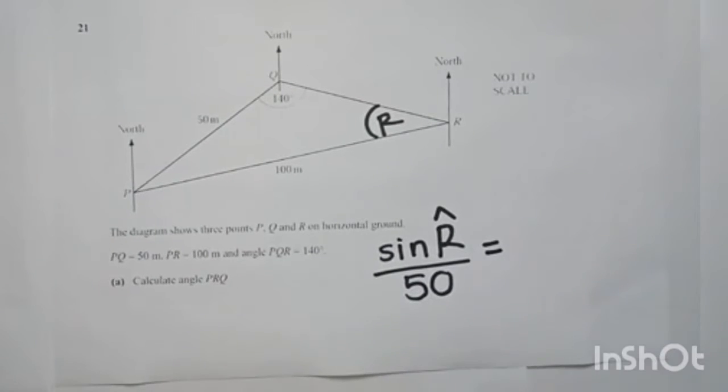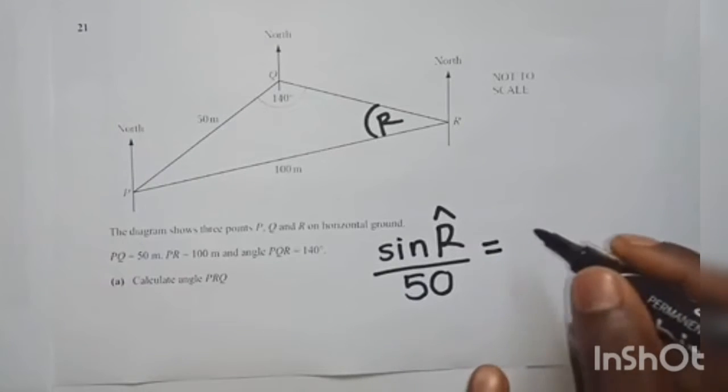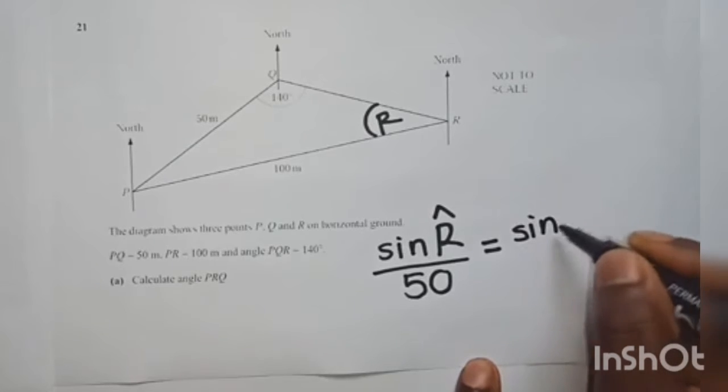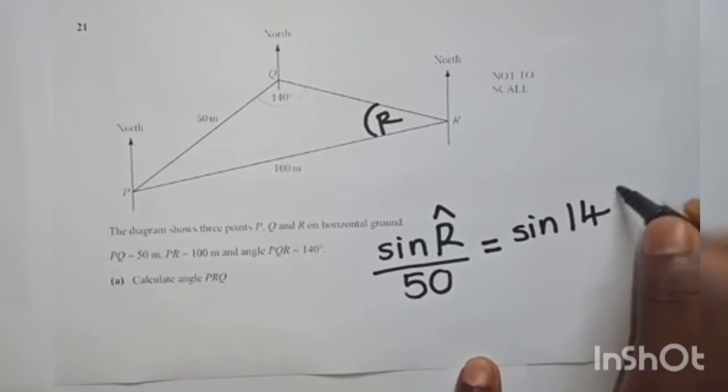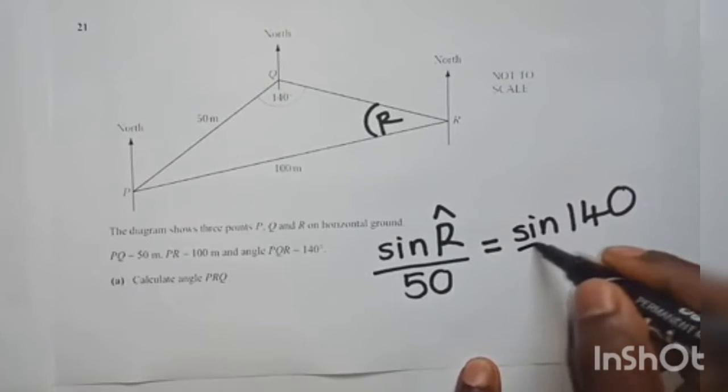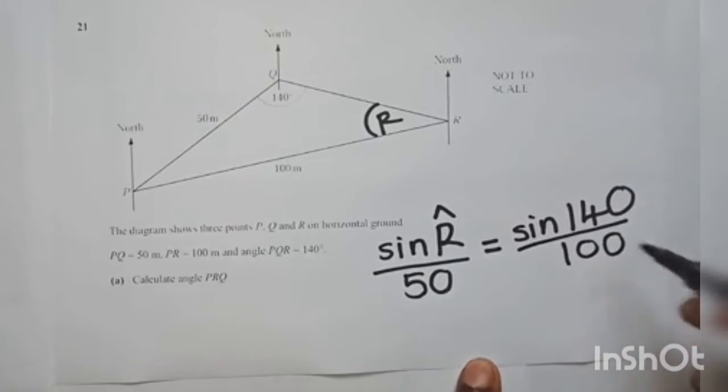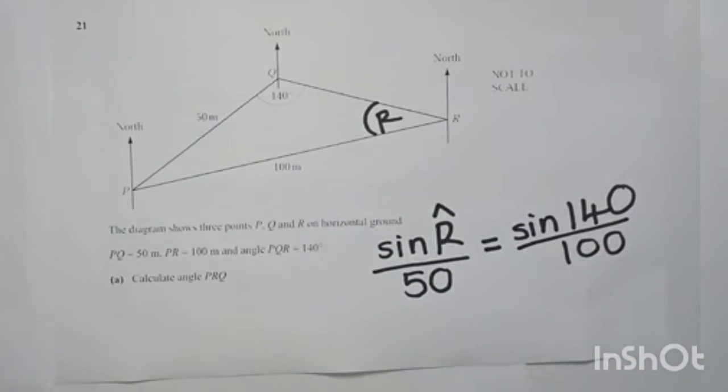Is equal to. Then on my right side, I'm going to put the complete set, which is sine 140 divided by 100, since 140 is opposite to 100. Right. So you earn some marks for doing that. So our aim here is to make R the subject of the formula. This can be achieved by doing the process of cross multiplication.